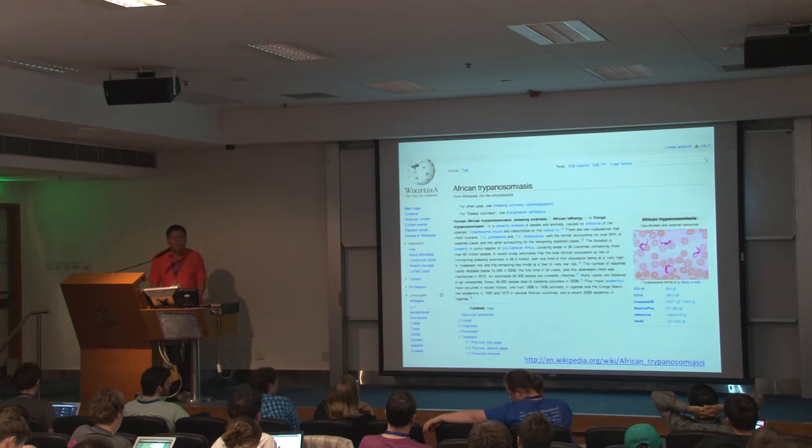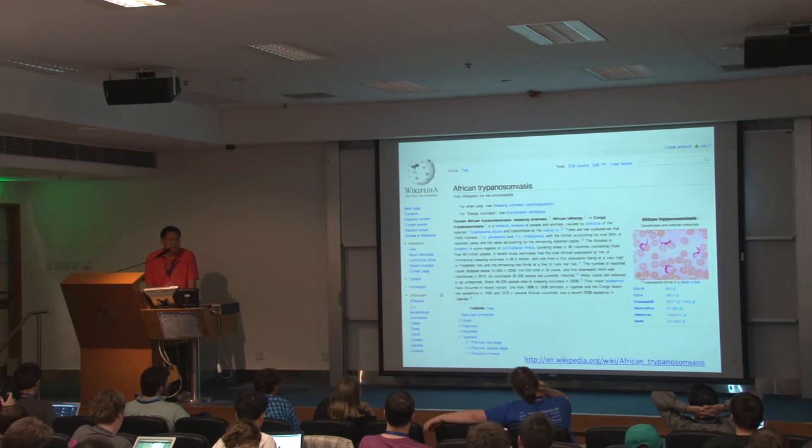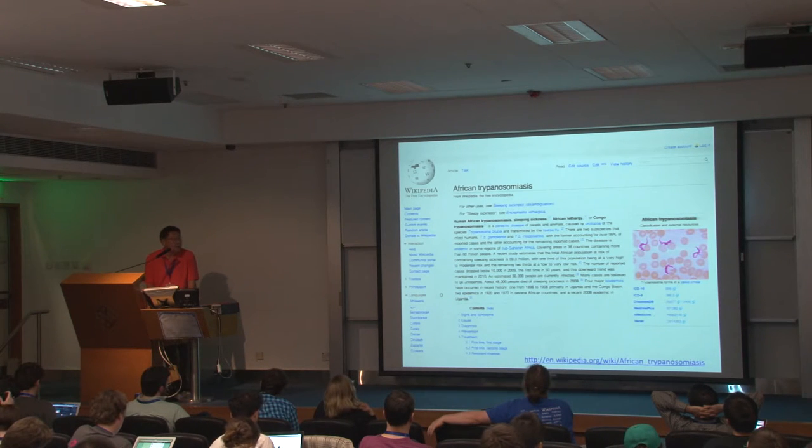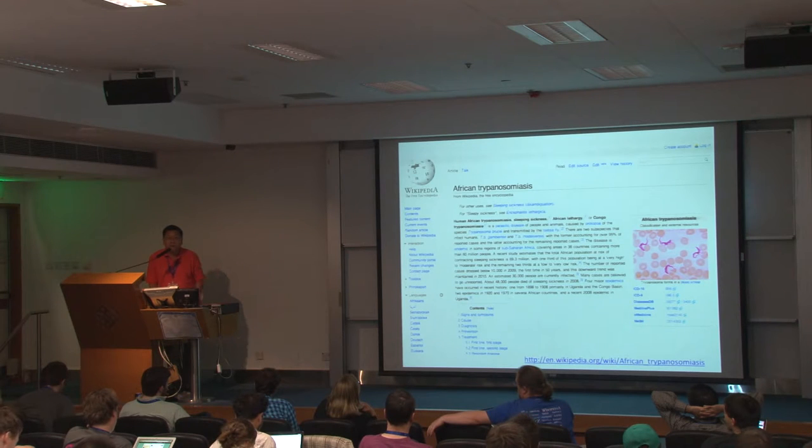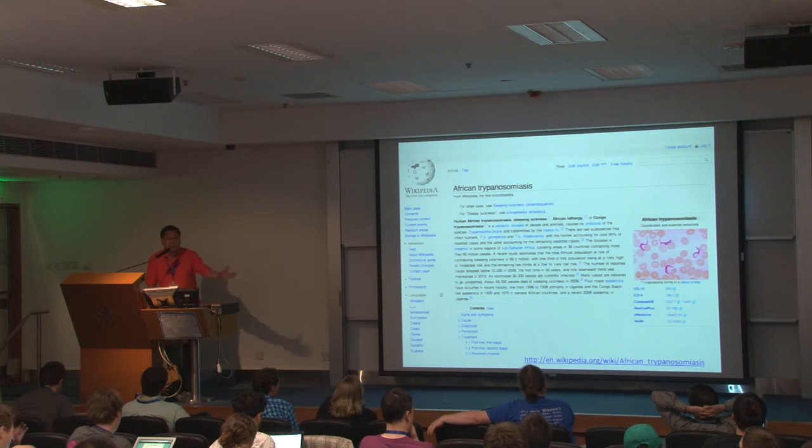I went to Wikipedia and looked at this problem commonly called sleeping sickness. And this is a condition that is transmitted by a fly called the tsetse fly that is only present in Sub-Saharan Africa. And this disease, therefore, only affects a limited number of people, but a significant number of people in Sub-Saharan Africa, but certainly not a disease that affects people in the rest of the world, particularly in the rich countries.